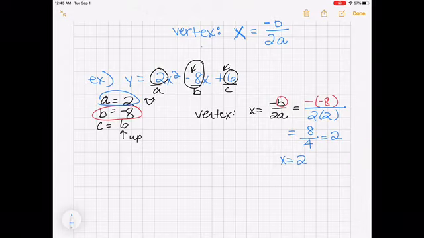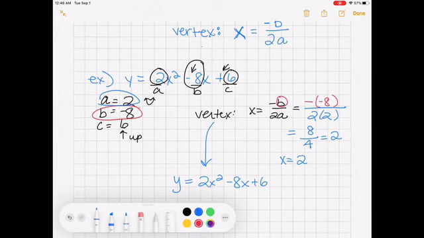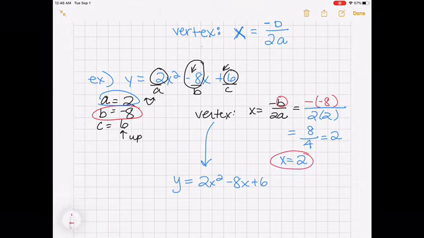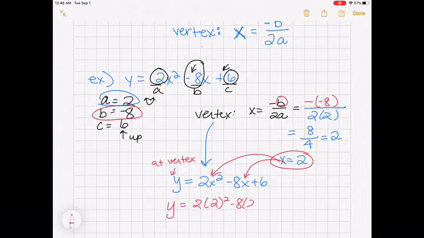Well, hold on a second. A point has to have two coordinates, right? It's not enough to just have x equals 2. We can't plot that. So in order to find the rest of the vertex, we know y equals 2x squared minus 8x plus 6. Well, we just found what x is at the vertex. So to find the y-coordinate at the vertex, we're going to plug in x equals 2 every time I see x. So the y-coordinate of the vertex is 2 times 2 squared minus 8 times 2 plus 6. And then we just evaluate.